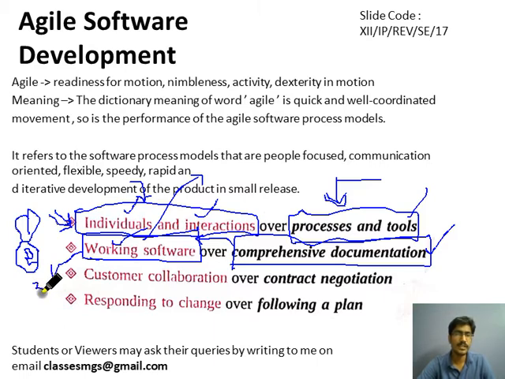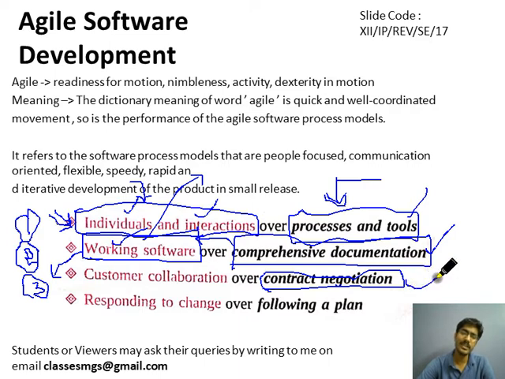Third point is customer collaboration. Customer collaboration means contract negotiations. We generally, in case of waterfall model and other software development models, do the contract first with the company that we will take your requirements, then we will develop the software and release that software, and then we will do the maintenance for that much year, and we have to be in contract of like 2 years, 3 years, 4 years. In traditional software development models we do contract negotiation like this.